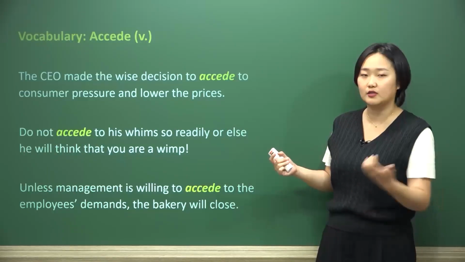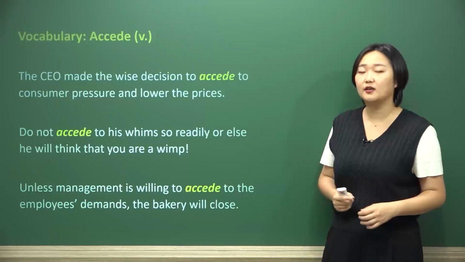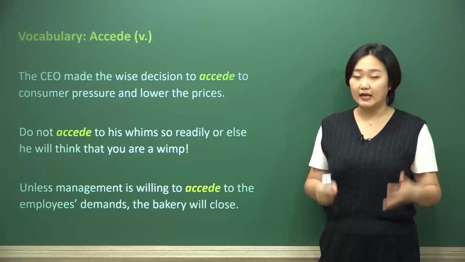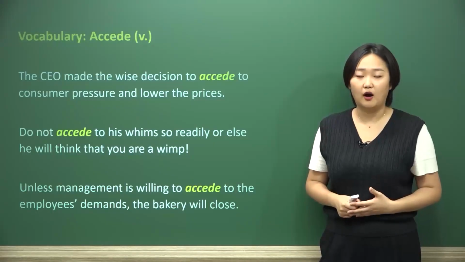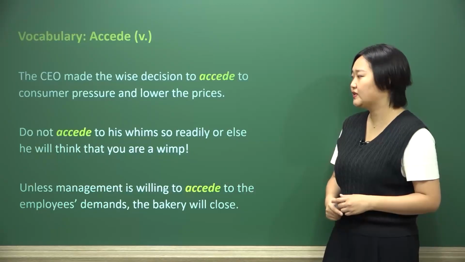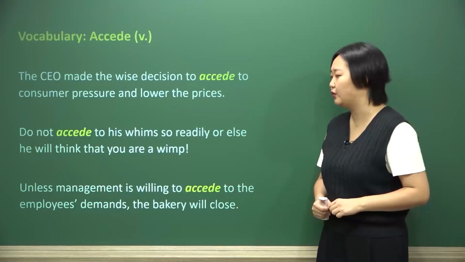We want them to be lower, much more affordable. And so the CEO made the wise decision of acceding to their requests. So saying, yes, I'll do that. I will agree upon whatever it is that you're asking for. Do not accede to his whims so readily, or else he will think that you are a wimp.